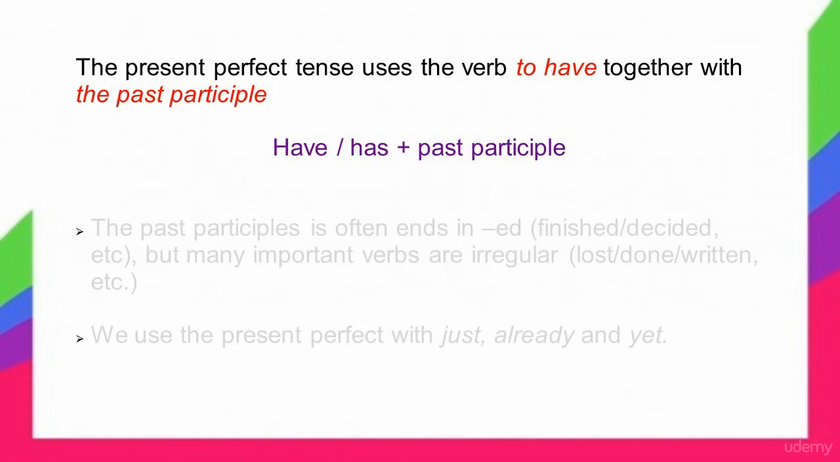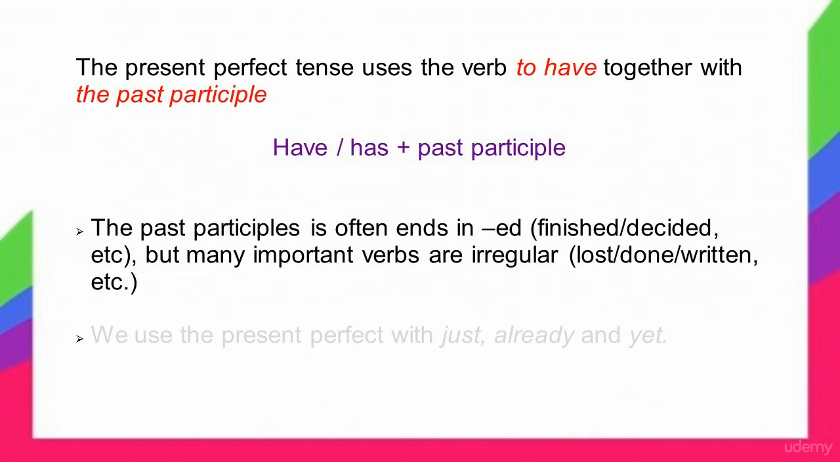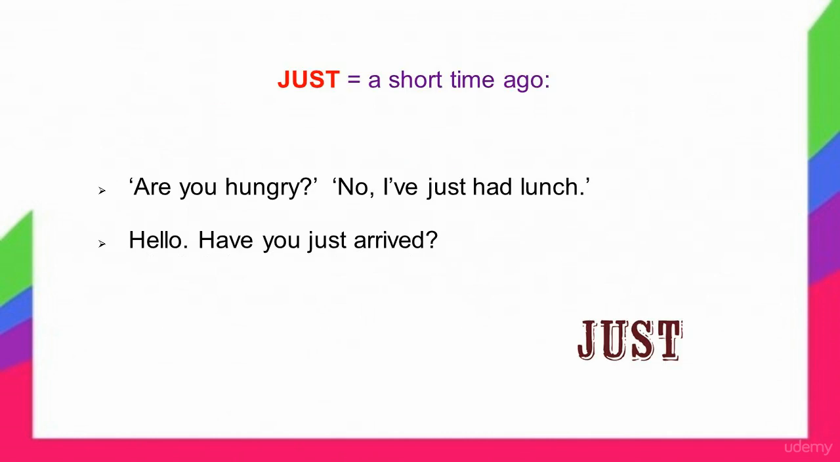So the present perfect is the tense which uses the verb to have with the past participle. Have, has, plus the past participle. The past participle often ends in ed, for example, finished, decided, etc., but many important verbs are irregular, like lost, done, written, etc. We use the present perfect with just, already, and yet. Just means a short time ago. Are you hungry? No, I've just had lunch. Hello, have you just arrived?